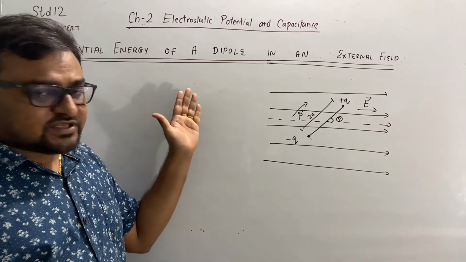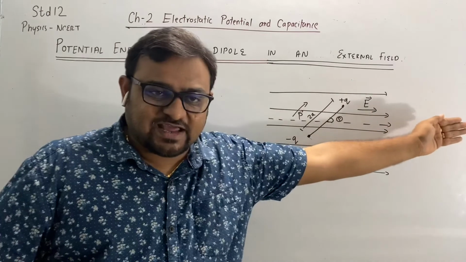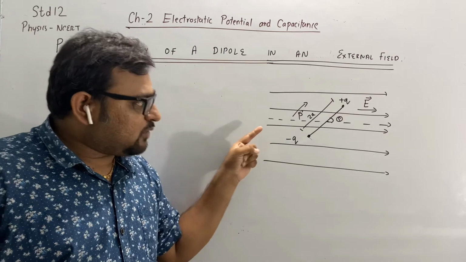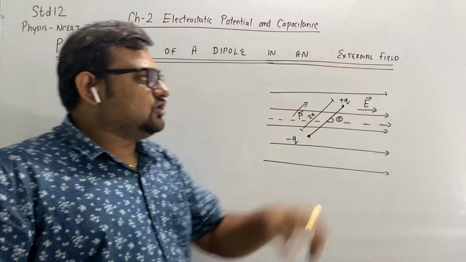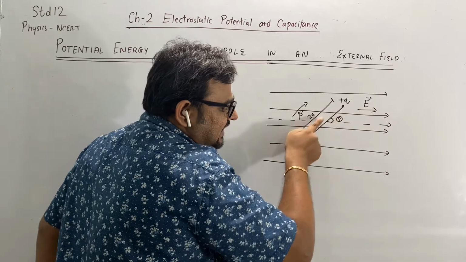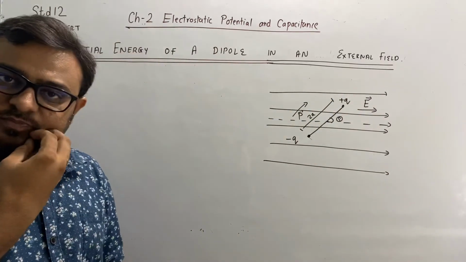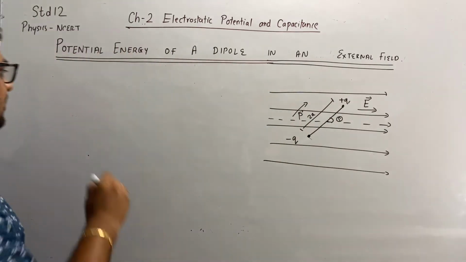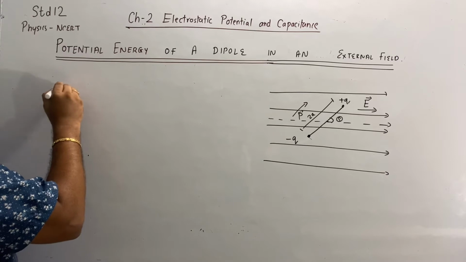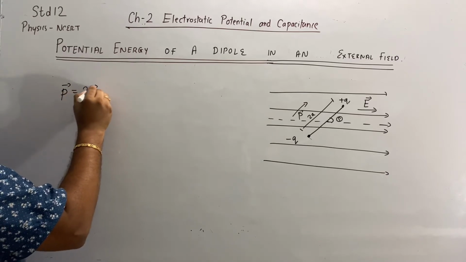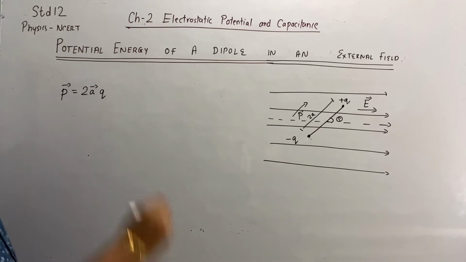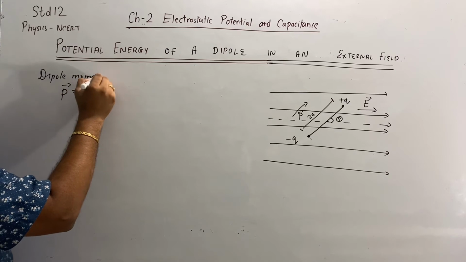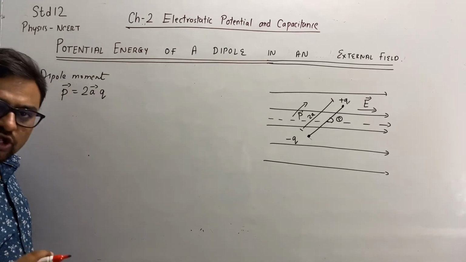So see, as you can see in the figure, the electric field is in this direction. And this is a dipole, minus Q, plus Q. So the dipole moment direction is from negative to positive. So the angle between E and P is theta. The distance between the positive and negative charge is 2a. So according to the formula, the dipole moment P is equal to 2aq. Okay, dipole moment P equal to 2aq, right?